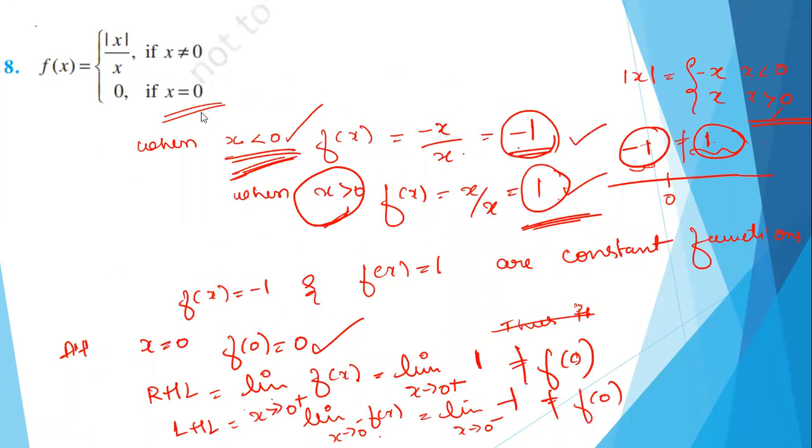Next we have this one. In the previous class we had proved this for x not equal to 0 and x is equal to 0. Here we have the same problem. F of x is equal to x by mod x if x is less than 0, and minus 1 if x is greater than or equal to 0. So how to do this? Same way as the previous problem, the same thing we have to do.